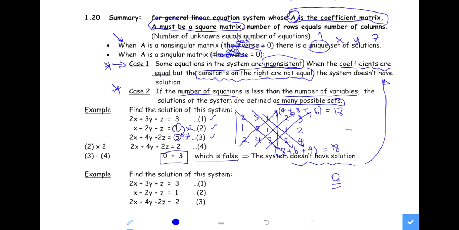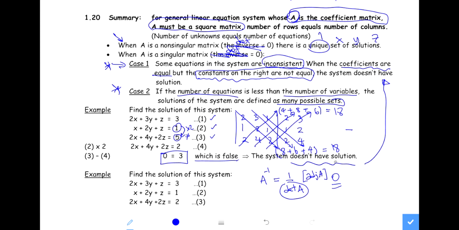When the determinant is 0, what is happening? We will have a singular matrix. A singular matrix doesn't have the inverse. Why is it not having an inverse? I will tell you like this. Because when you find the inverse, the formula is 1 over the determinant of A, and then multiply with the adjoint matrix of A.